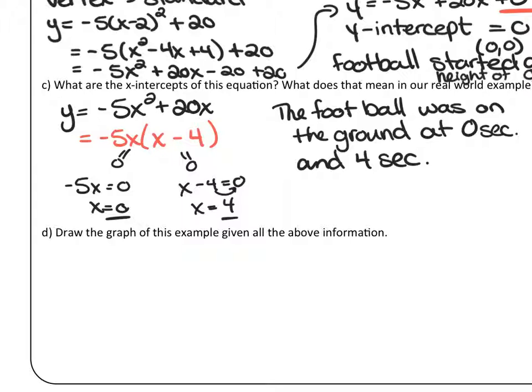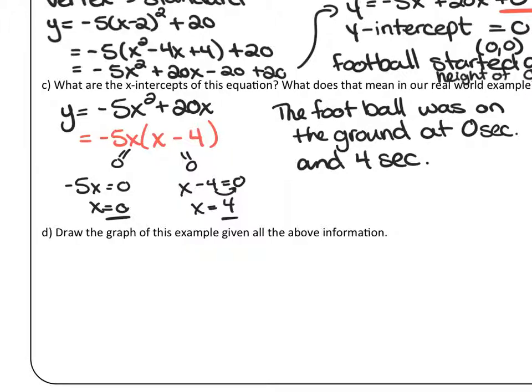The question might be, how long was the football in the air? Easy, because it went from 0 to 4. It was on the ground at 0 and on the ground again at 4. So it was in the air for a total of 4 seconds. They may ask you, when does the ball hit the ground? It hits the ground at 4 seconds.